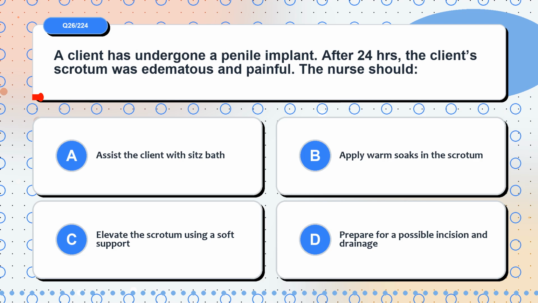Question 26. A client has undergone a penile implant. After 24 hours, the client's scrotum was edematous and painful. The nurse should, here are the options. Option A. Assist the client with sitz bath. Option B. Apply warm soaks in the scrotum. Option C. Elevate the scrotum using a soft support. Option D. Prepare for a possible incision and drainage.